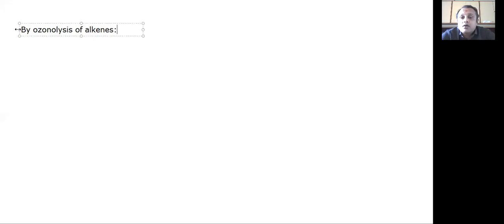This is the preparation of aldehyde and ketone with the help of the ozonolysis process. So in ozonolysis, you first take, suppose one example, ethene, CH2 double bond CH2. This compound, ethene, reacts with ozone, O3.